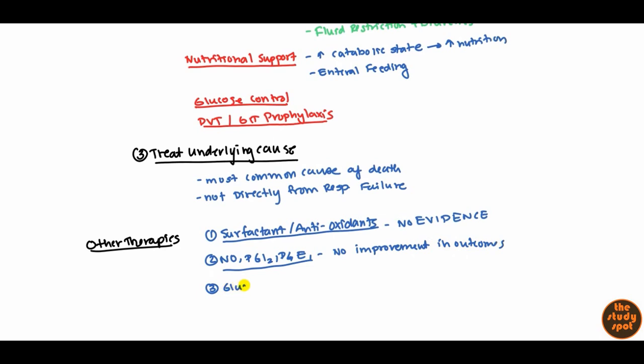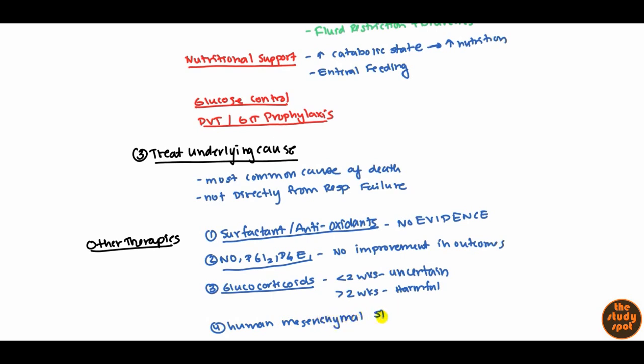Also, glucocorticoids, these are commonly used. Now, for less than 2 weeks, it's uncertain. We kind of have evidence both ways, but greater than 2 weeks, it's actually been shown to be harmful, so it's contraindicated greater than 2 weeks, so be aware of that. Now, human mesenchymal stem cells do help the lung heal quicker, and this has actually been showing some promise. So this actually might be something in the future that we may see being done, until the technique is perfected and more studies get done.